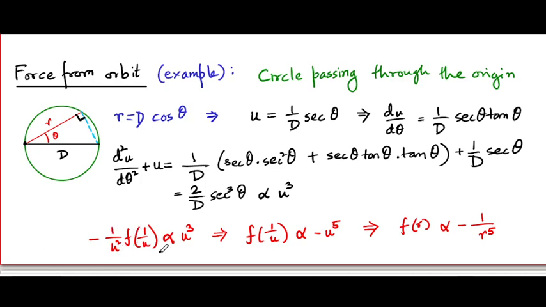square f of 1 by u is proportional to u cube, which means f of 1 by u is proportional to minus u to the 5. That gives us the force law. F of r, the way the magnitude of the force changes with the distance, is proportional to minus 1 by r to the 5. Of course, recall that we have already said that it has to be very, very strongly attractive at small distances, and that's exactly what this is.